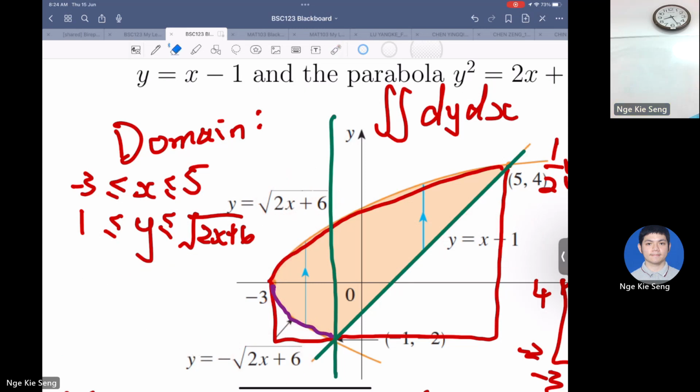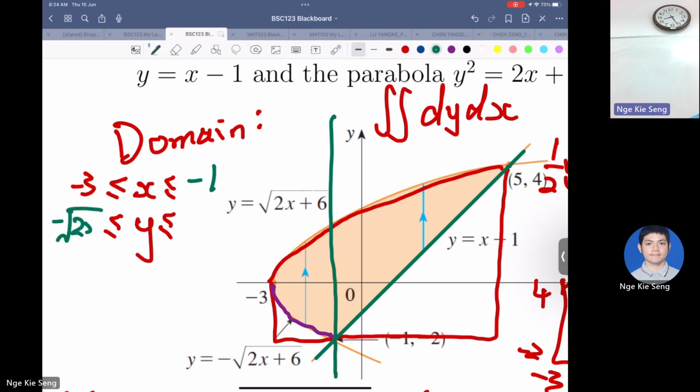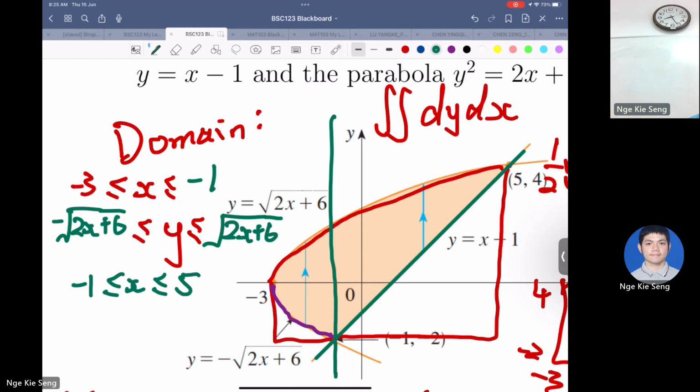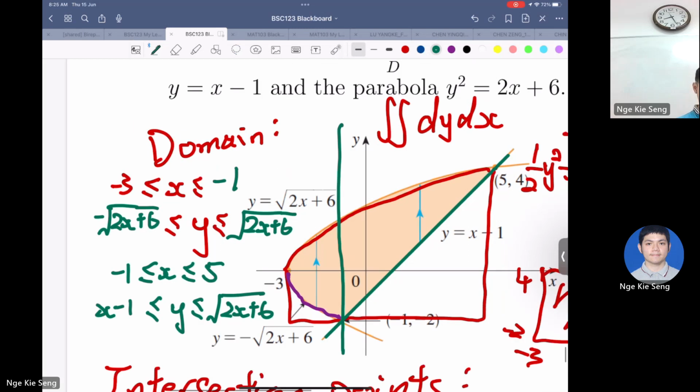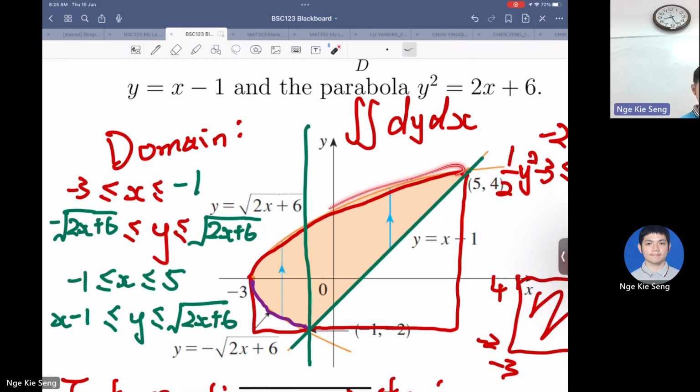For x in between -3 and -1, it is bounded below by minus square root 2x plus 6 and bounded above by square root 2x plus 6. And the other case is for x in between -1 and 5: y is bounded above by square root 2x plus 6 and bounded below by x minus 1. Okay? So this curve here is actually a parabola, right? y squared equals 2x plus 6.